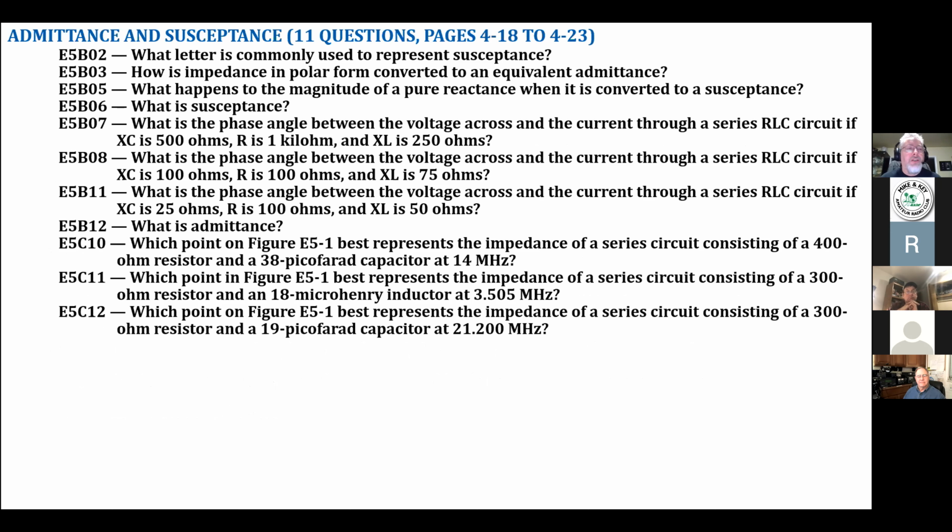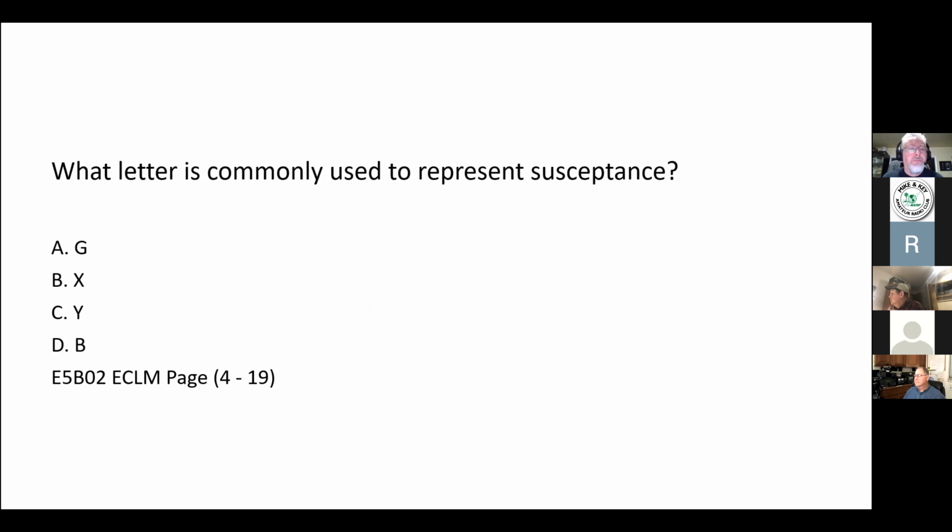Now we're going to move on to admittance and susceptance. 11 questions. What letter is commonly used to represent susceptance? A, the letter G, B, the letter X, C, the letter Y, or D, the letter B? Delta, the letter B.